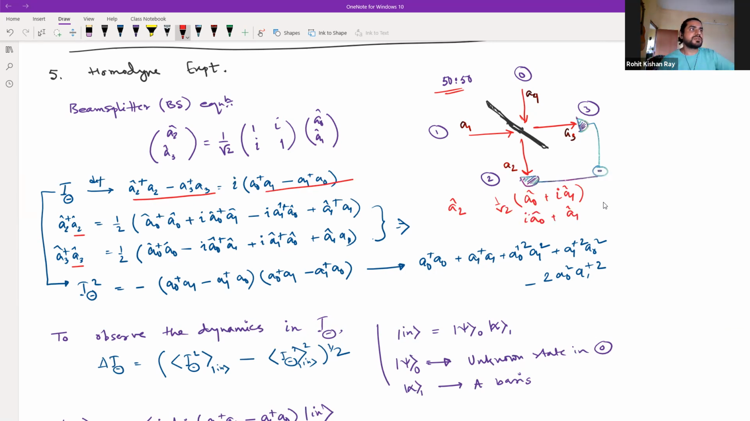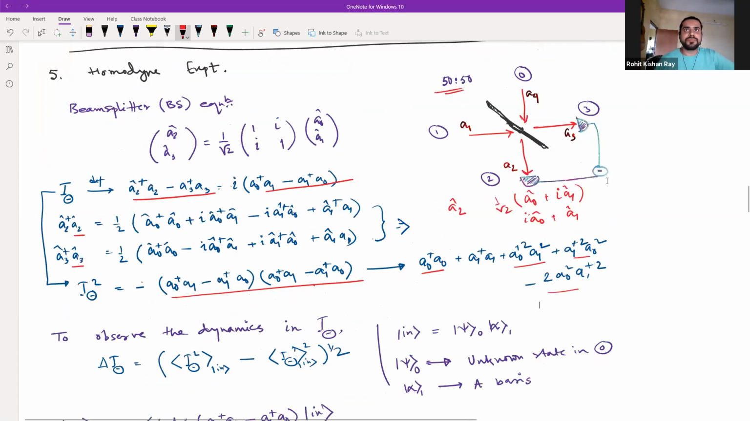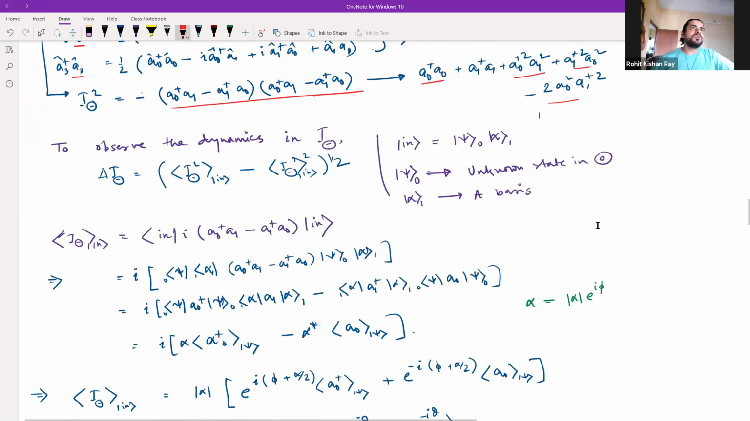We use these results to find I minus square, which goes something like I square minus this. If you expand it, you can write it in this form: A0 dagger A0 plus A1 dagger A1 plus these dilutions of square. Now we are interested in observing the dynamic. To do that, we start with identifying a variance. Sorry, standard deviation, the square root.